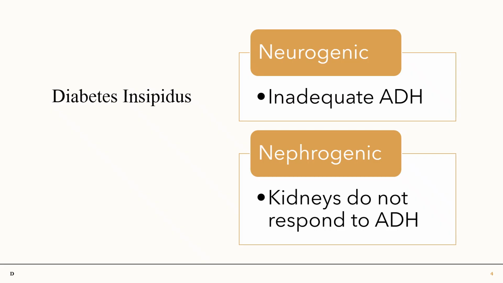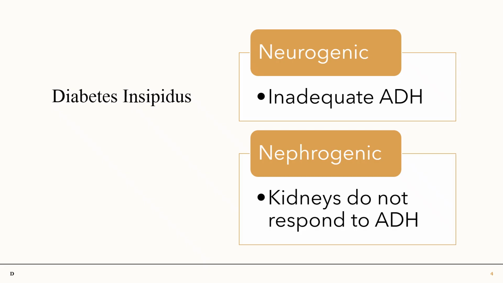Diabetes insipidus is a condition caused by a deficiency of antidiuretic hormone, which is released by the posterior pituitary gland. When ADH levels are low or ineffective, the kidneys cannot concentrate urine properly. This leads to the production of large amounts of very dilute urine, excessive thirst, fluid imbalance, and increased fluid intake. There are two main types of diabetes insipidus.